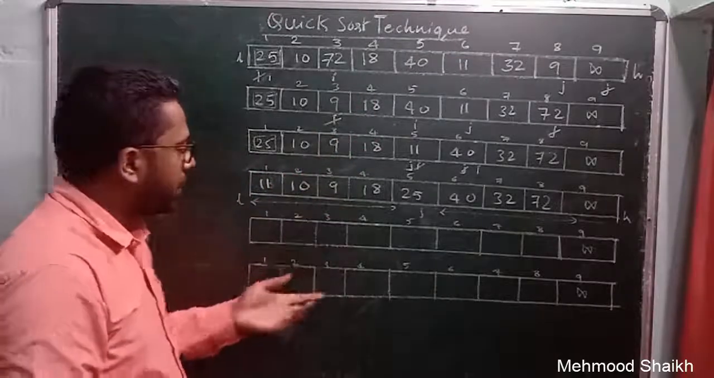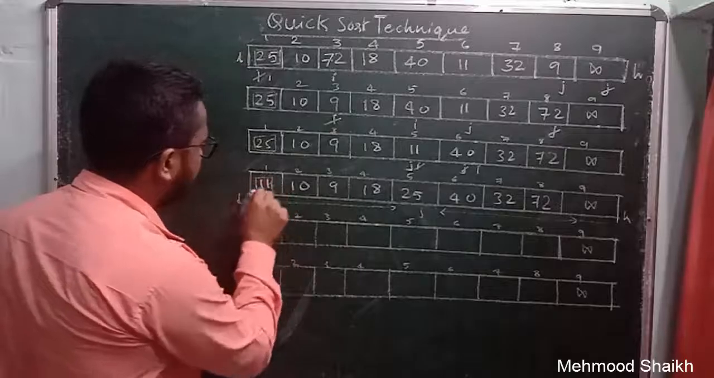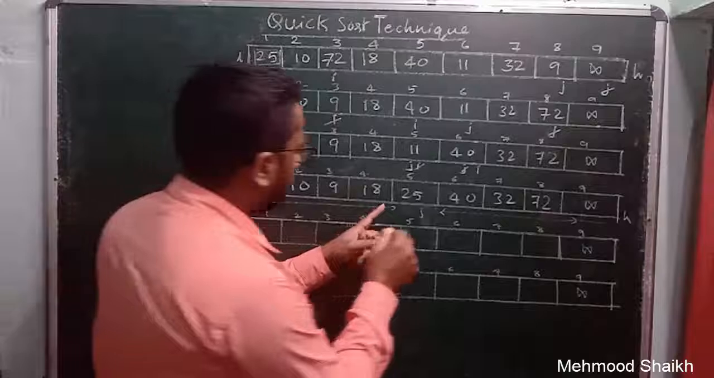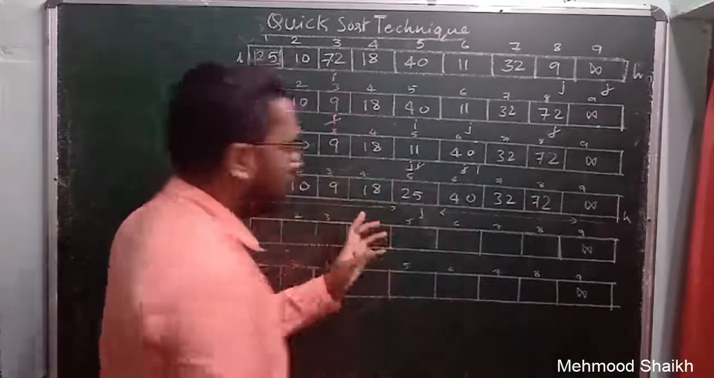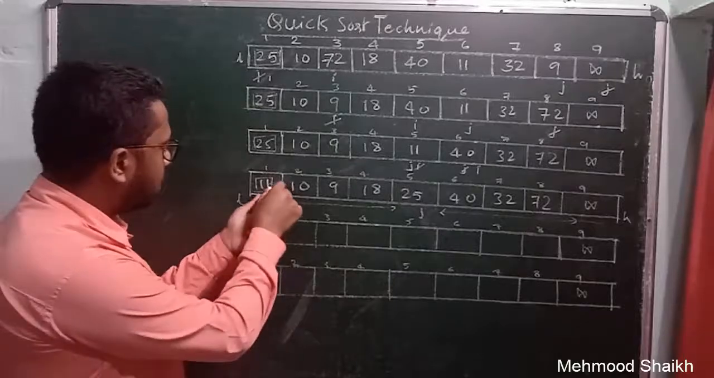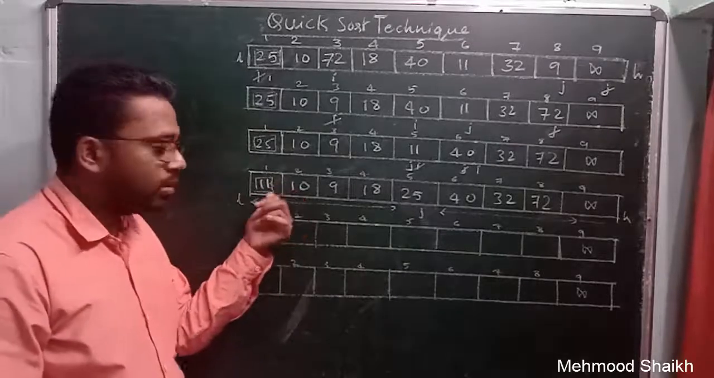Now let us apply the same concept on the left sub problem. Let us consider this 11 as the pivot element, and I will mark this 11 as I. And then I will consider this j. So this is our last element. Now what we will do is check, is there any element on the right side of the pivot element which is greater than the pivot element.